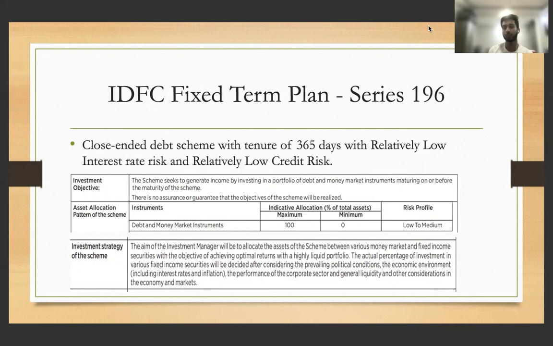Investment strategy of the scheme. The aim of the investment manager will be to allocate the assets of the scheme between various money market and fixed income securities with the objective of achieving optimal returns with a highly liquid portfolio. The actual percentage of investment in various fixed income securities will be decided after considering the prevailing political conditions, the economic environment, the performance of the corporate sector, and general liquidity and other considerations in the economy and markets.